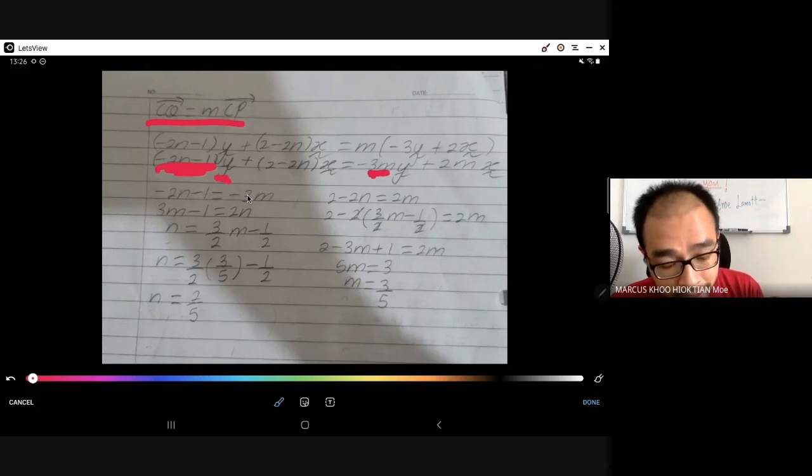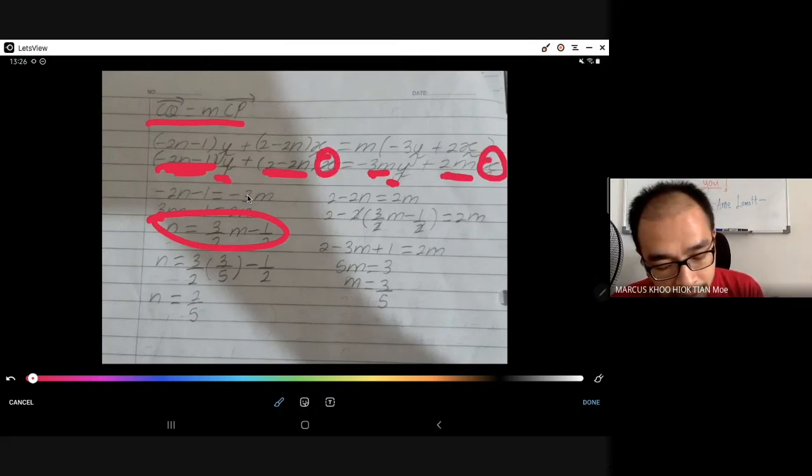You compare the vectors y and y. So 2n minus 1, negative 2n minus 1 equals to negative 3m. You form an equation. Then 2 minus 2n equals to 2m because you're comparing the x vectors. Then you do simultaneous equations and then you find the value of m and n.